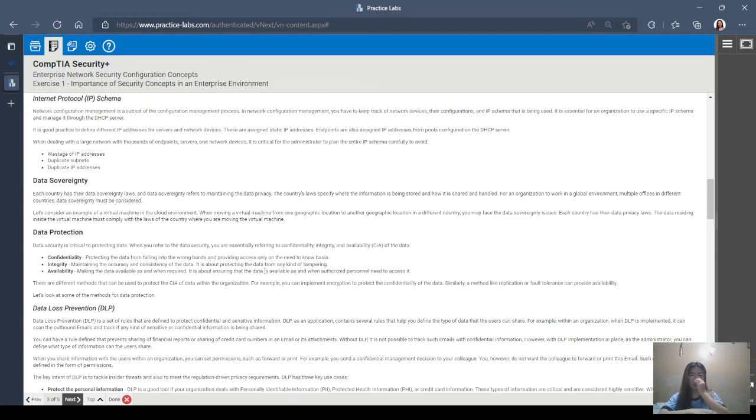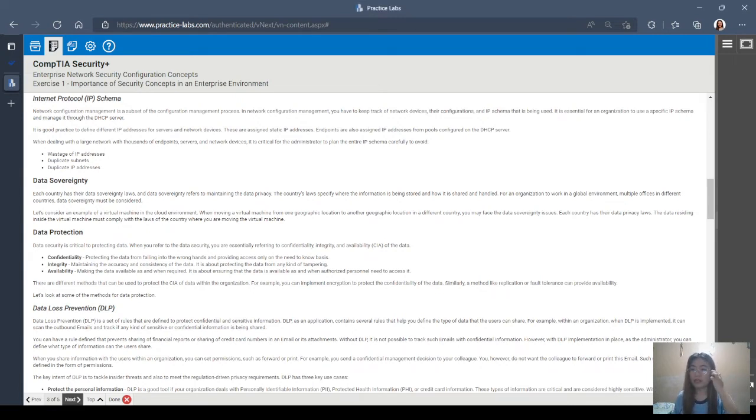Internet Protocol Schema. Network configuration management is a subset of the configuration management process. In network configuration management, you have to keep track of the network devices, their configuration, and the IP schema that is being used. It is essential for an organization to use a specific IP schema and manage it through the DHCP server. It is a good practice to define different IP addresses for servers and network devices. These are assigned static IP addresses, and endpoints are also assigned IP addresses from pools configured on the DHCP server.